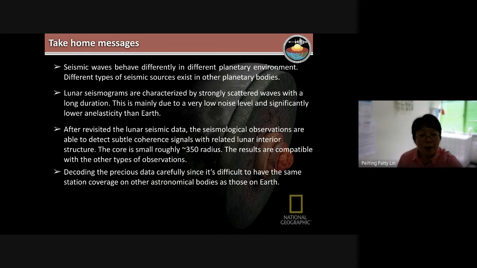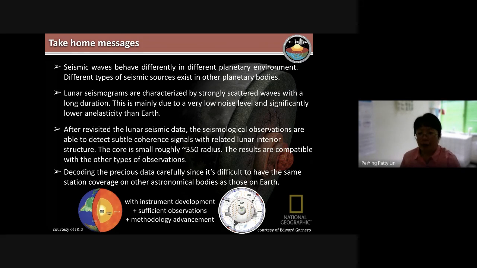And again, decode the seismic data carefully, since it's difficult to have the same station coverage on other astronomical bodies as on the Earth. And even though on the Earth we have instrument development, more sufficient observations, and good methodology development, we still don't know a lot about the Earth. So we do the same for the moon. And that's all I have today.